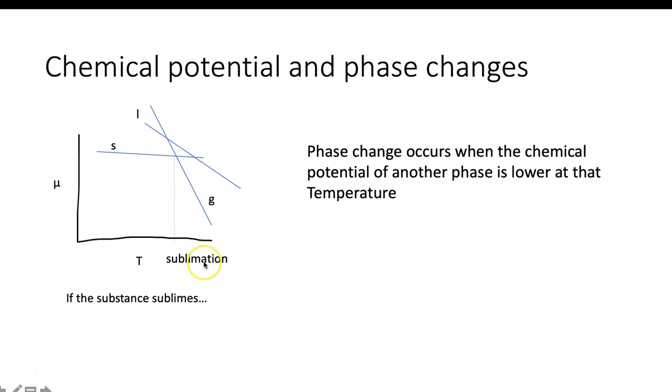If you have something that sublimes, so I just described the classic melting and then boiling, that means the solid and gas chemical potential lines will cross before either crosses the liquid, so that you get a sublimation, basically.